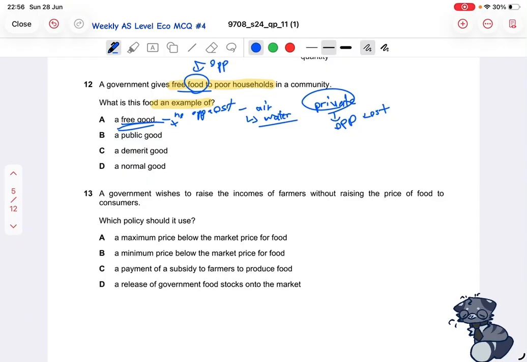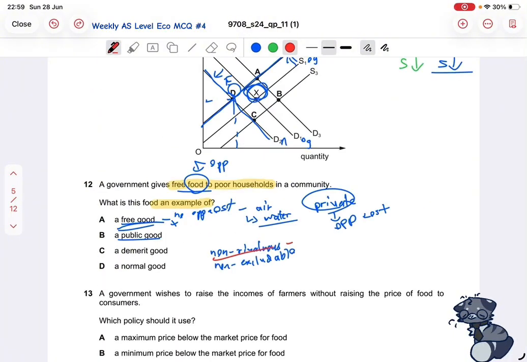Now the next one says a public good. So what are public goods? Public goods have two common characteristics, which are that they are non-rivalrous and that they are non-excludable. Now, non-rivalrous means that the consumption of the good does not diminish its use for another consumer.